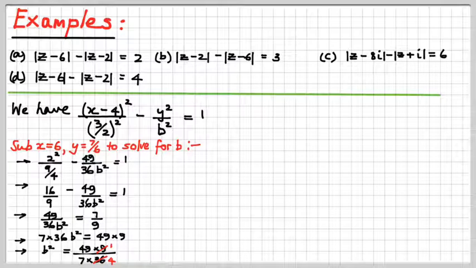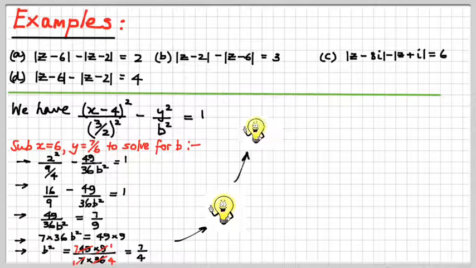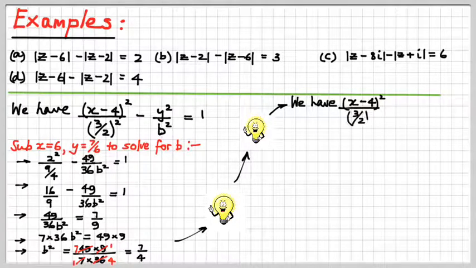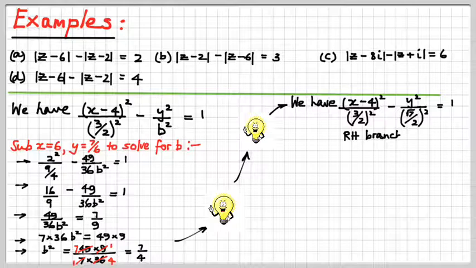9 goes into 36 4 times, 7 goes into 49 7 times, so we've got 7 over 4. So B squared is 7 over 4. Yes, we see the light. We see the light, and it's very bright. So, therefore, there is our hyperbola. It's the right-hand branch, all right?